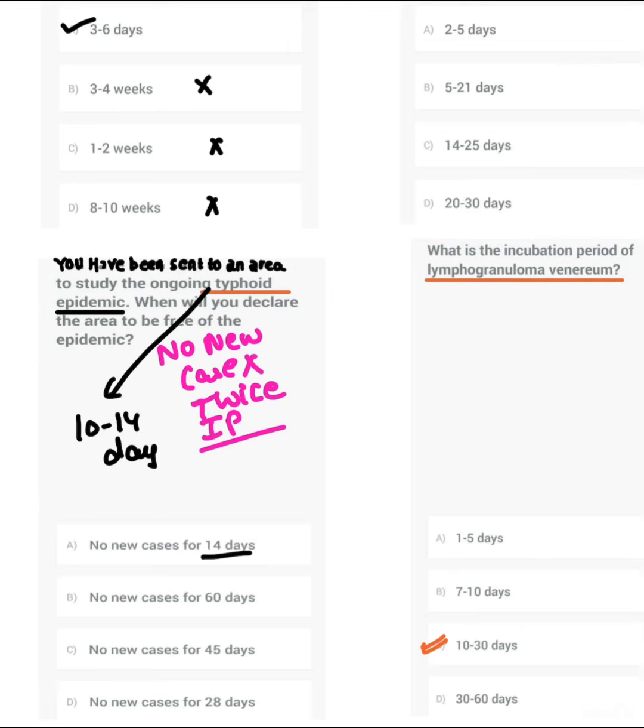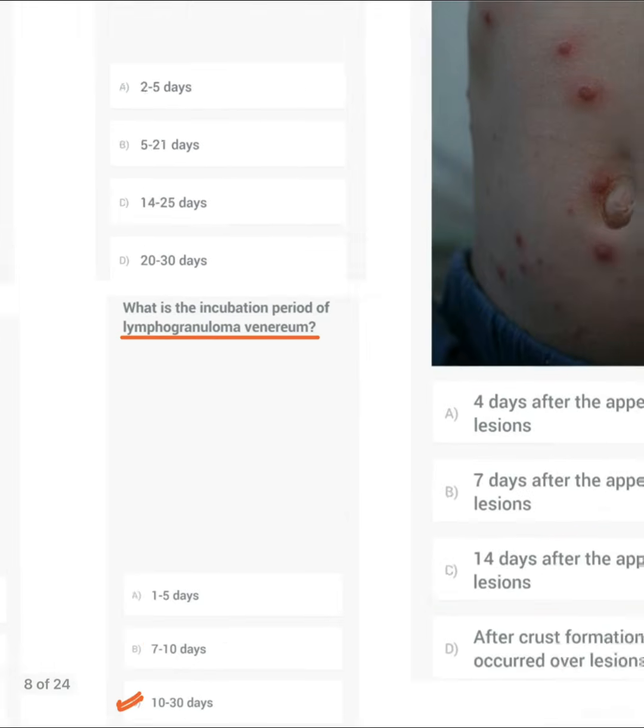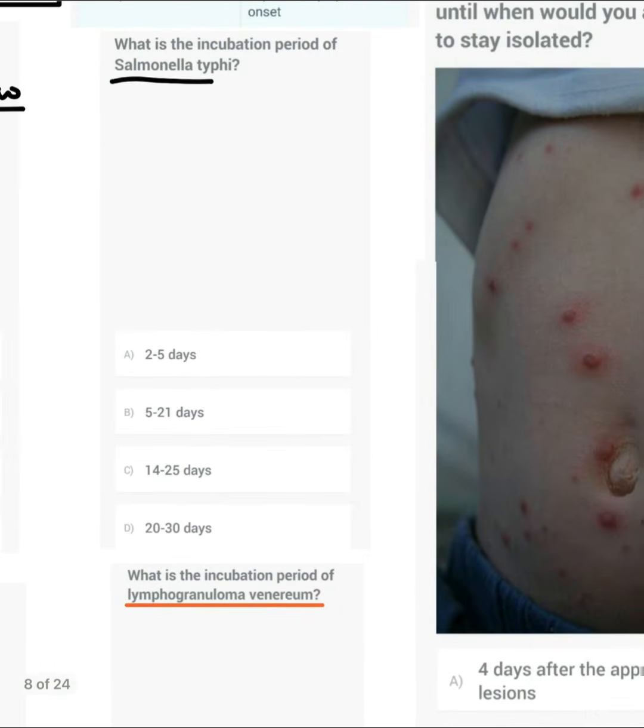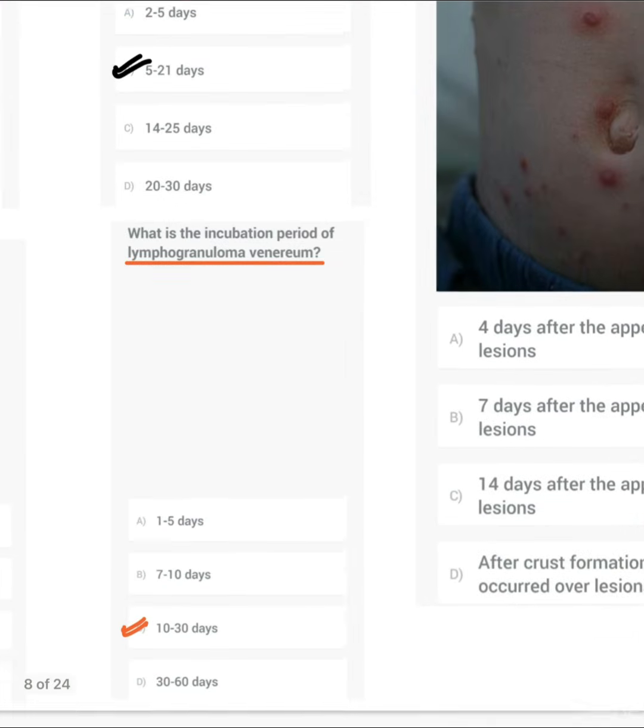So 14 days, you need to double it. Not possible. Even if you double, that is around 28 days. 45 days is not at all possible. 14 doubled is 28. Now coming on to the next one, the incubation period of Salmonella typhi, which causes typhoid. What do we remember? Around 10 days. So that would be around 5 to 21 days. That fits your 10 days criteria.